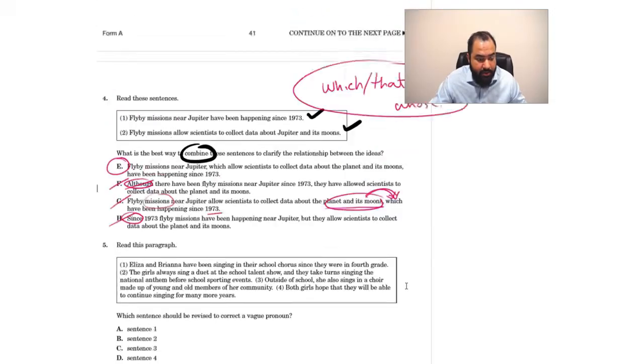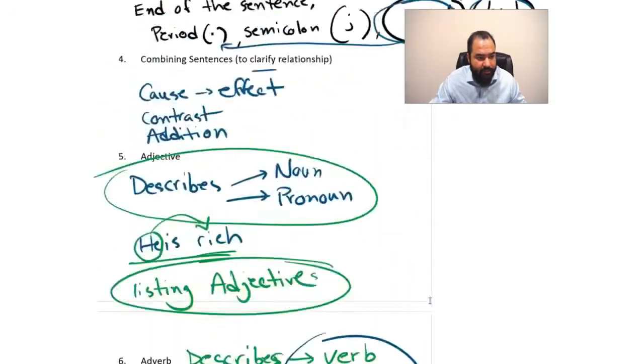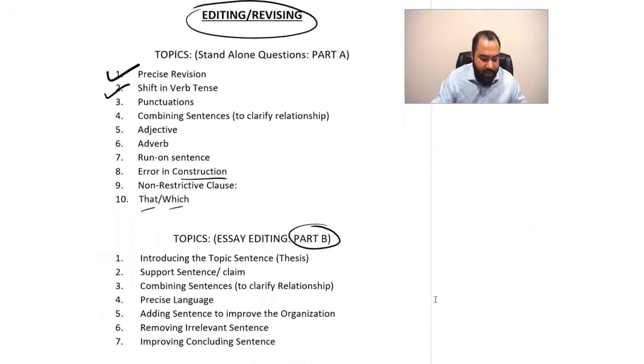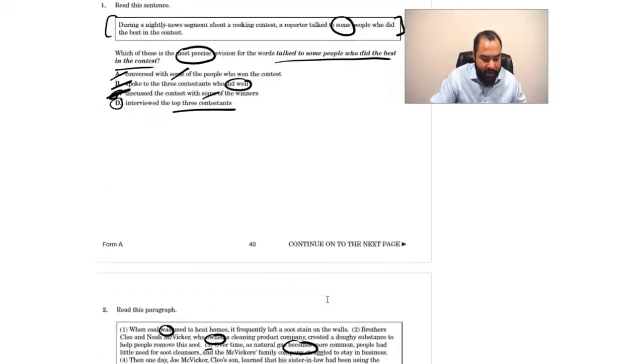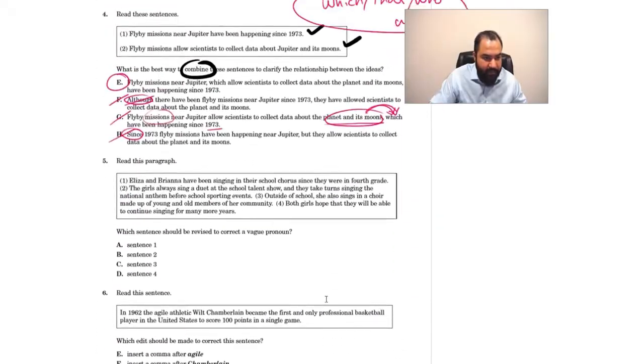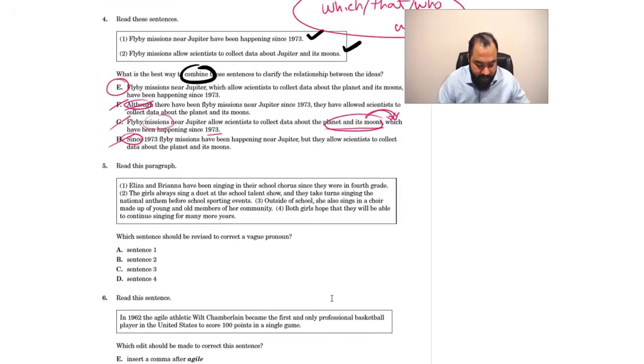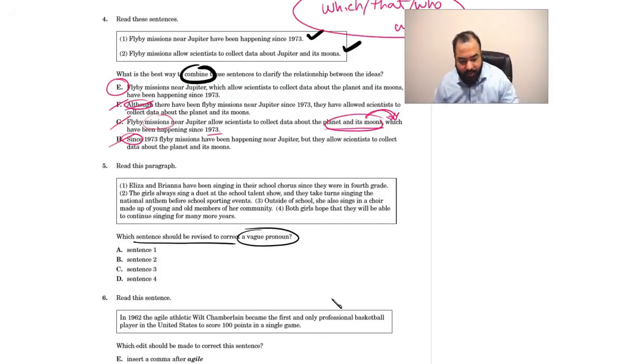All right, so far we have completed, I'm just going back to see, the punctuations, the commas, but we'll do more punctuations. The combining sentences we just practiced, remember. And then we have number 5. It says, which sentence should be revised to correct a vague pronoun? There was one, remember, vague pronoun means, this is one of them. You have to understand when the pronoun is not right.